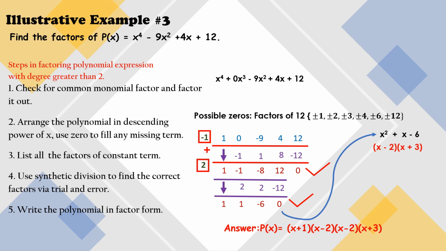So the factors of x raised to 4 minus 9x squared plus 4x plus 12 are x plus 1 times x minus 2 times x minus 2 times x plus 3. Or you can also have x plus 1 times x minus 2 squared times x plus 3.